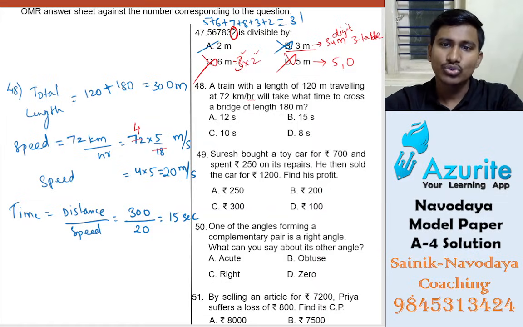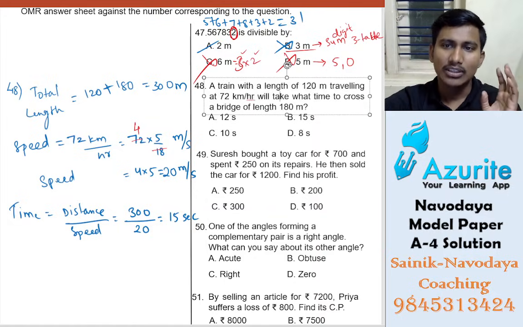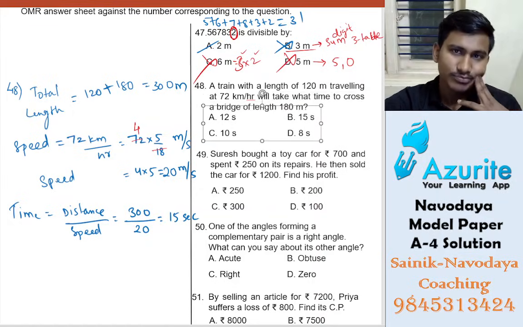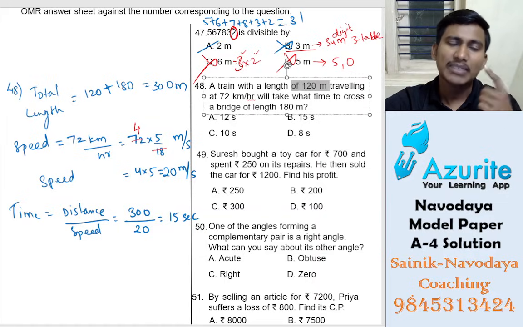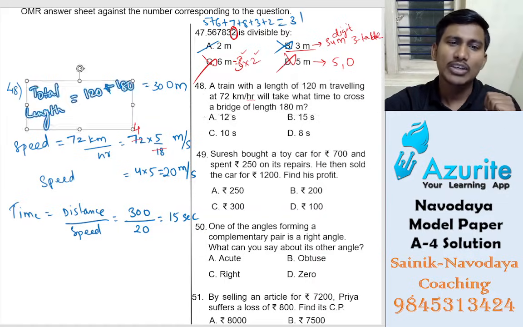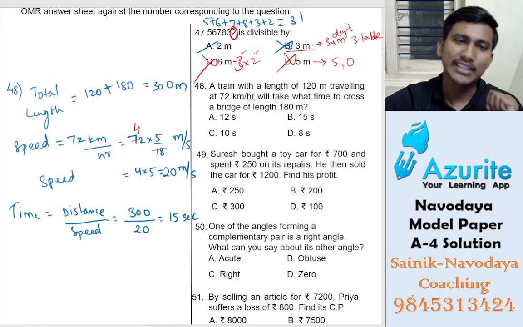So how do we do it? A train with length 120 meter traveling at 72 km per hour will take what time to cross a bridge of length 180 meter? So bridge length is how much? 180 meter, and then train length is how much? 120 meter. So total will be how much? 120 plus 180, 300 meter. Right? Total is 300 meter here.